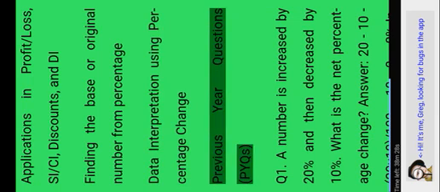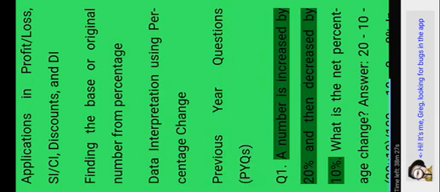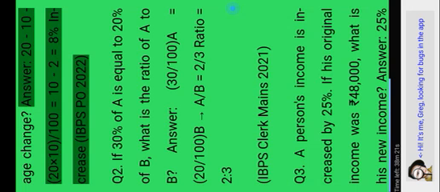Previous year questions, PYQs. Q1. A number is increased by 20% and then decreased by 10%. What is the net percentage change? Answer: 20 - 10 - (20 times 10)/100 equals 10 - 2 equals 8% increase. IBPS PO 2022.